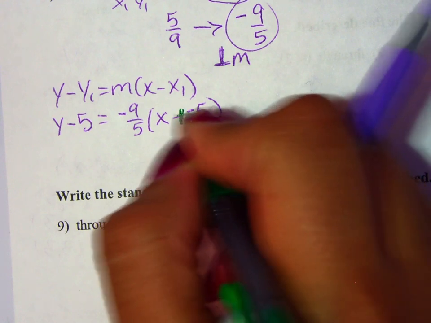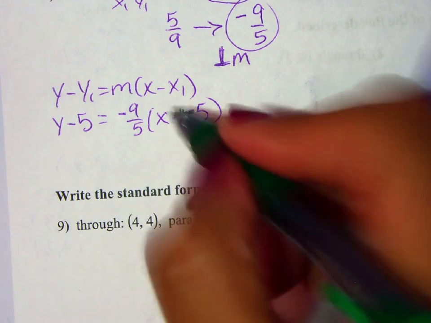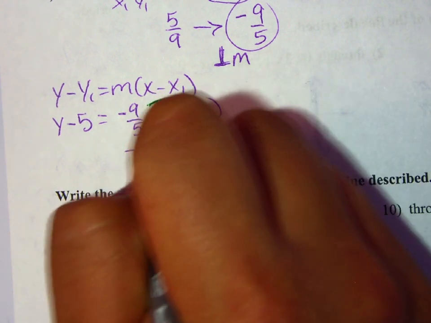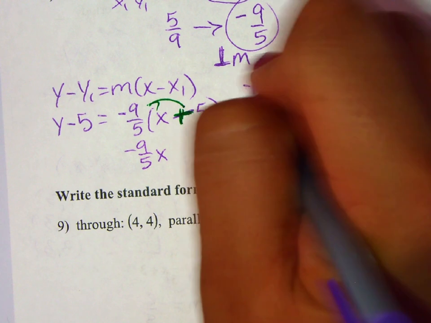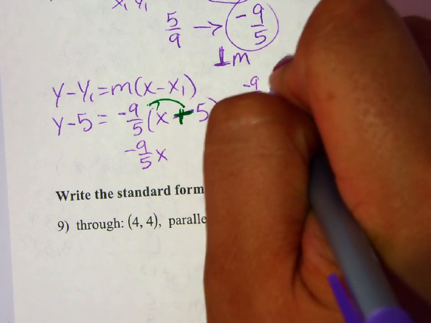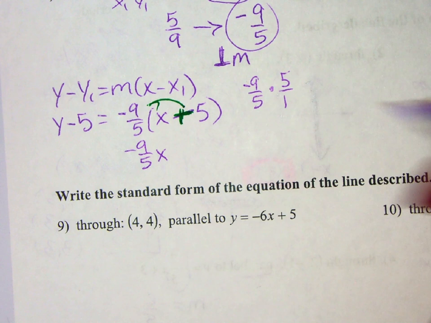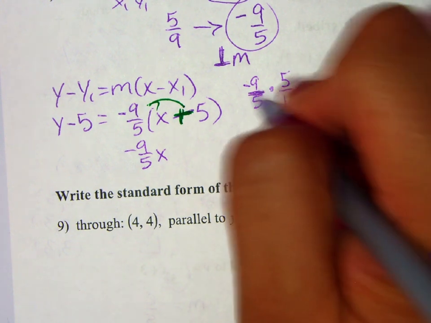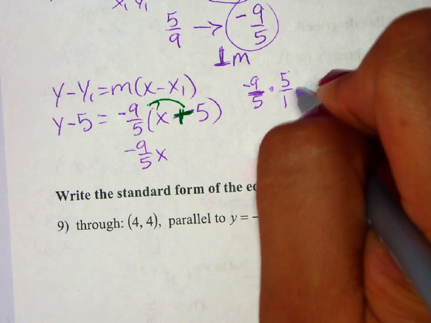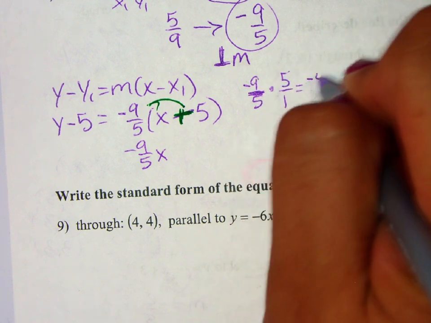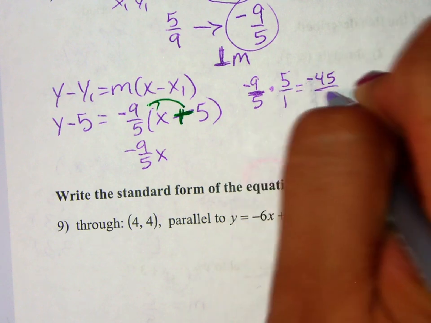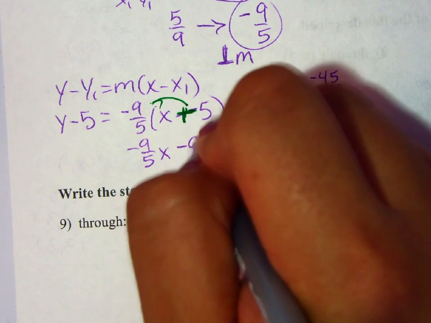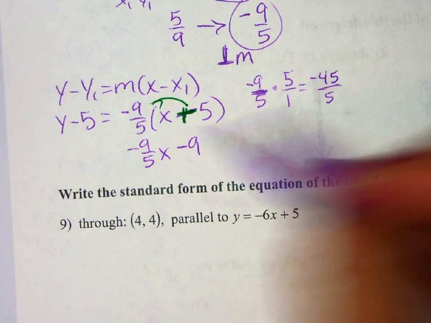So I'm going to make this a plus. I am going to distribute these in. So we're going to have negative 9/5 x. And on the side, I'm going to multiply negative 9/5 times positive 5, just to show you once again that multiplying times the denominator cancels and gives you the top number. So negative 9 times 5 is negative 45. 5 times 1 is 5. Negative 45 divided by 5 gives you negative 9. So again, that is what happens here.